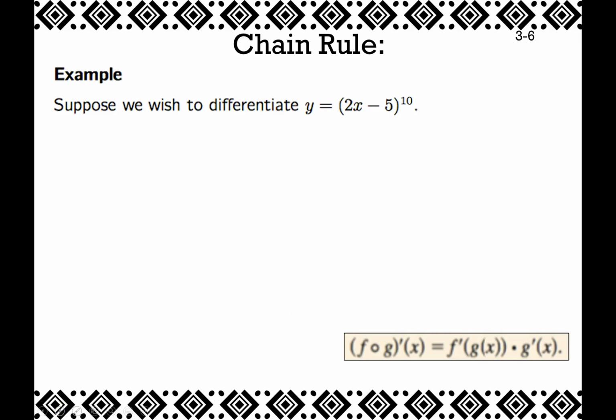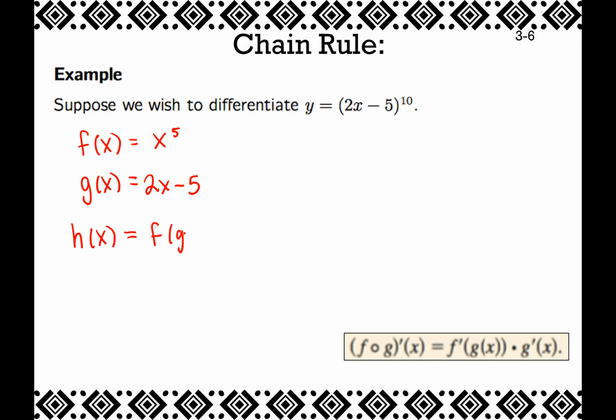All right. Suppose we want to differentiate y equals 2x minus 5 to the 10th power. Well, let's actually think about what our f of x is and what our g of x is. Maybe take a second to see if you can figure it out. Well, is this true? Let's troubleshoot. If f of x equals x to the 5th and g of x is equal to 2x minus 5, is it true that we have the function h of x, which is f of g of x? Let's see if that's true.